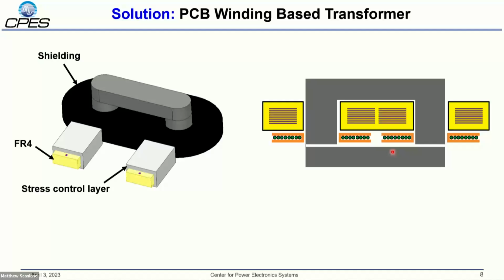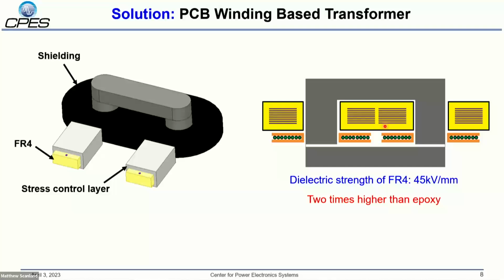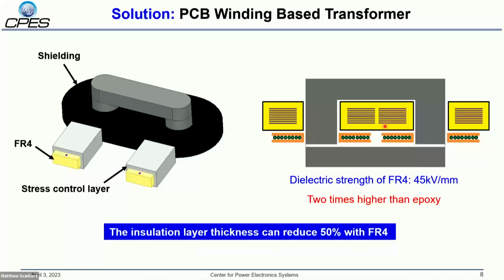And we use FR4 as the insulation layer, as we can see in this yellow part. And we still apply the shielding layer and the stress grading layer as in our previous exercise on the Litz wire-based transformer. From the section view, we can see this yellow part is the FR4. The dielectric strength of FR4 is around 45 kilovolts per millimeter, which is almost 2 times higher than the epoxy. So the insulation layer thickness can also be reduced by 50% with FR4.